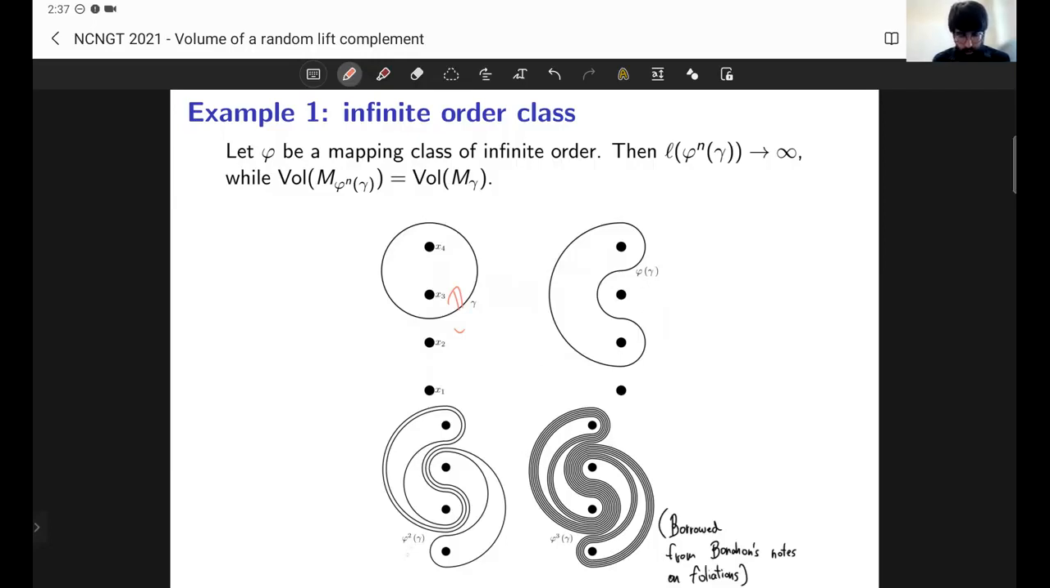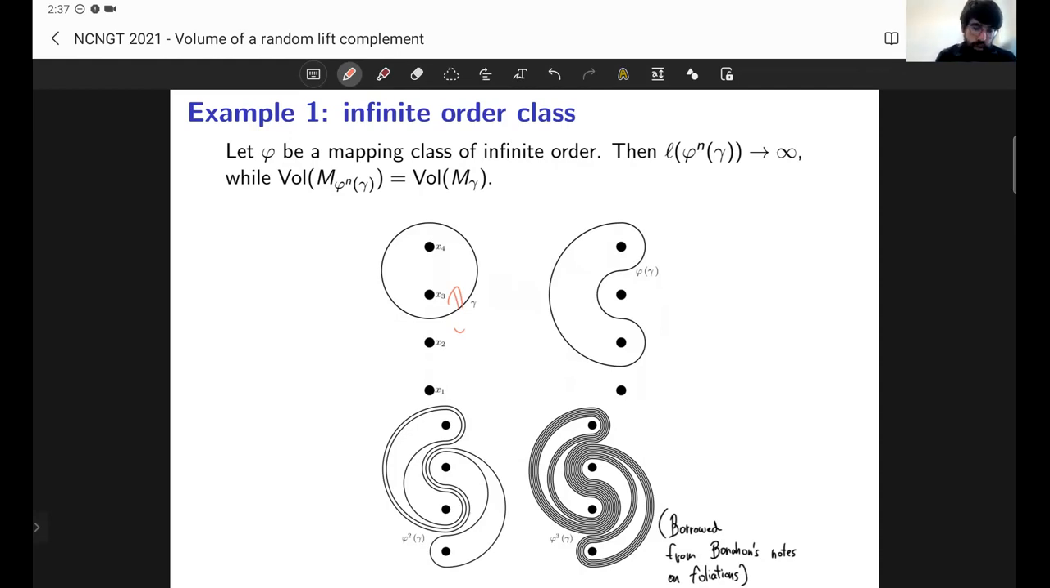By applying this infinite order map twice, you get this more convoluted curve. You can keep applying this more and more times, and you see you keep getting this longer and longer curve. This picture is borrowed from Bonahon's notes on foliations. But in general, what you can see is that the length of φ^n(γ) goes to infinity, whereas the volume of the corresponding canonical leaf complement stays bounded.